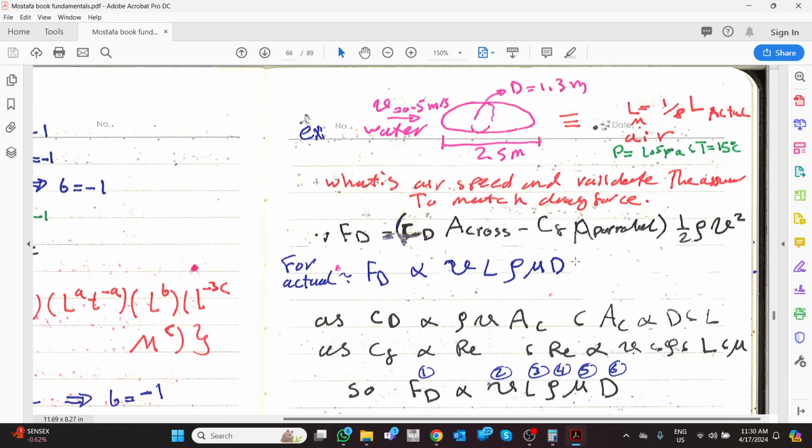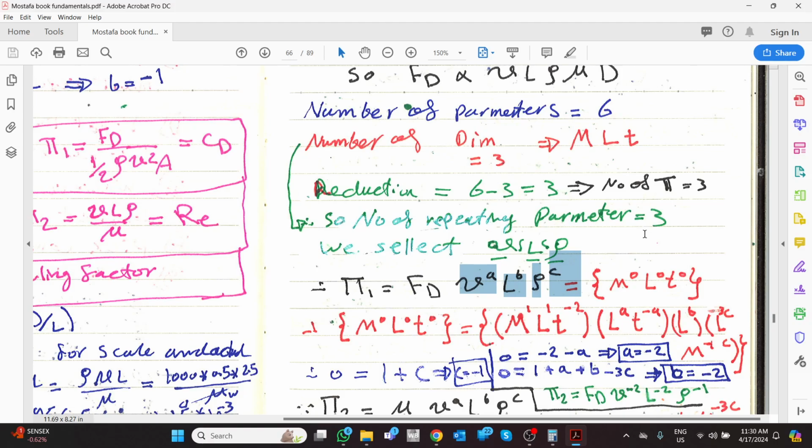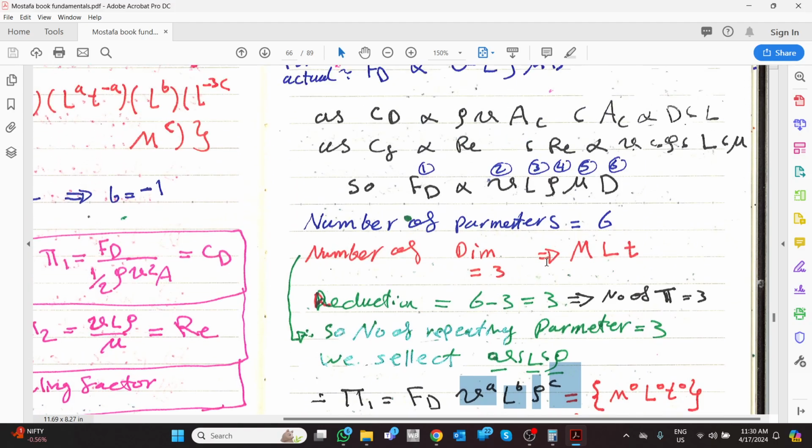Okay. Now, after defining how many pi terms we have, just to be in the picture, if I have a total number of parameters of 6 and I have 3 pi terms, it is by logic that I need to have 3 repeating parameters. Or in another way, the number of primary dimensions we have is equal to how many repeating parameters I should have.